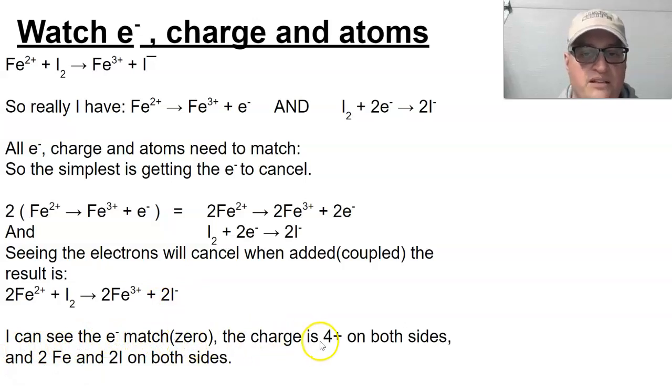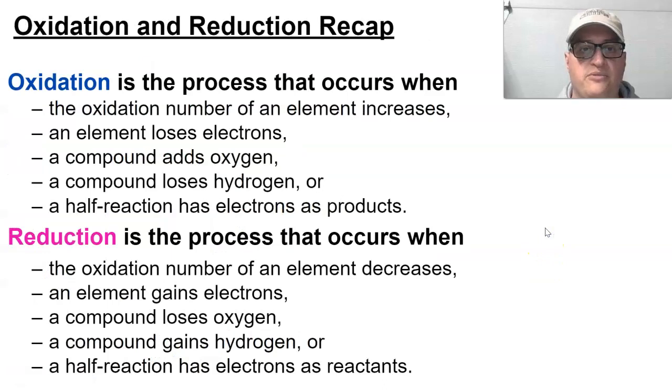The charge is 4 plus on either side, not 4 plus. Oh, I'm sorry, it is 4 plus. So even I messed that up. 2 times 2 is 4. 2 times 3 plus is 6. But there's 2 times -1. So 4 on the left, 4 on the right. And I've got 2 iron and 2 iodine. So, they can be a little more complicated. However, this is also just the way you're going to be going through it, because you're going to be doing this with half reactions. So, oxidation reduction recap.